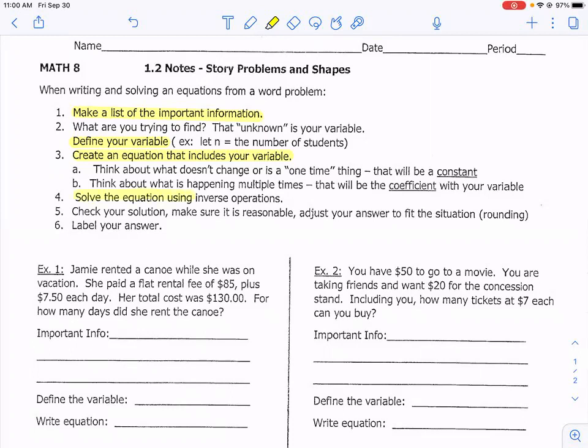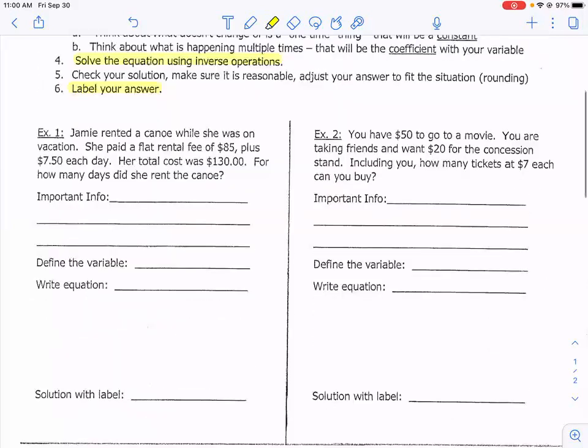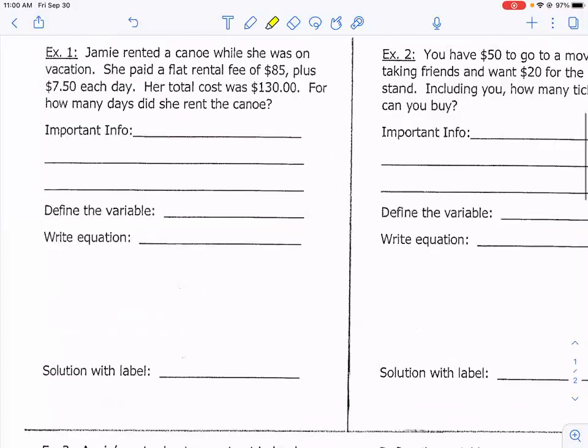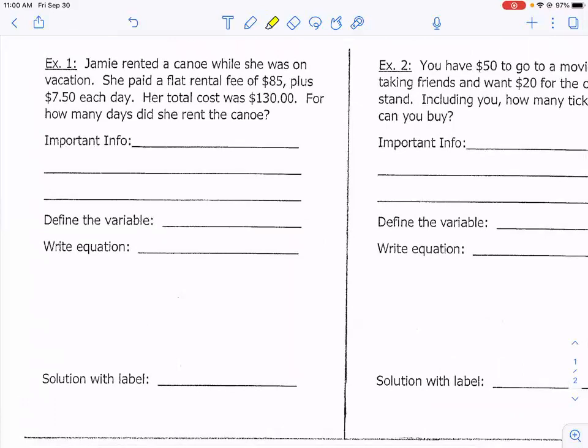Then we are going to solve our equation, just like we solved all of our equations on that blue worksheet. Think about your answer. Does it make sense? Check it with your work. And then of course, make sure you label your answer. What we've done for you in this notes sheet, as well as the first few problems in your homework, is organize it so that you are going to do those steps. We're forcing you to do those steps.